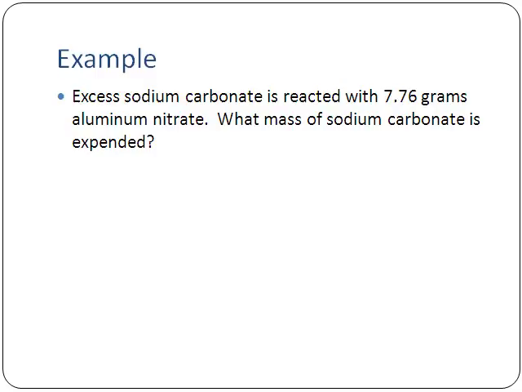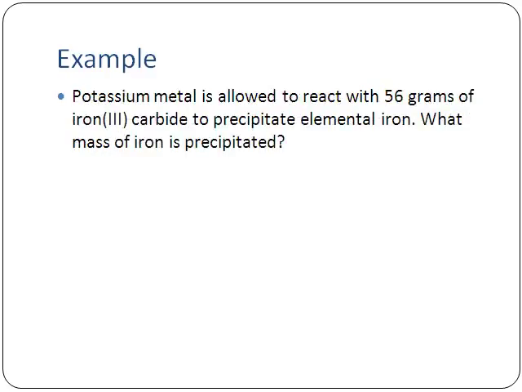And this one is going to be, if it'll let me, there we are. Potassium metal is allowed to react with 56 grams of iron 3 carbide to precipitate elemental iron. What mass of iron is precipitated? Now, once again, our first step here is to figure out what the products are. Here it says potassium metal is allowed to react with 56 grams of iron 3 carbide.